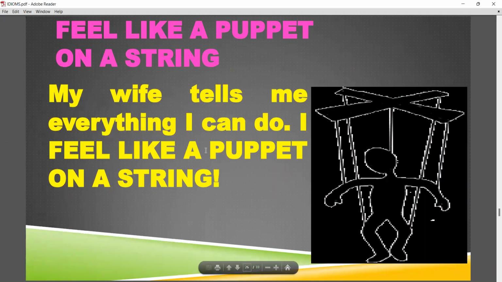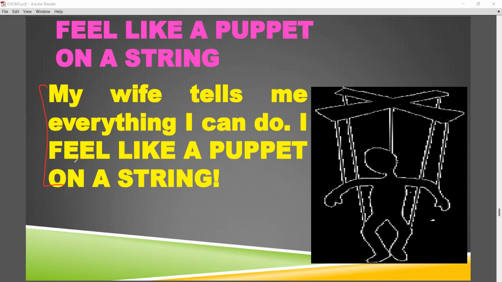Now, feel like a puppet on a string. Now, this you can all relate to. My wife, oh my god, they always use it in a derogatory sense for the wife. I don't know why not husband. So why my wife tells me everything I can do, I feel like a puppet on a string. Maybe the story of the married couple for sure.